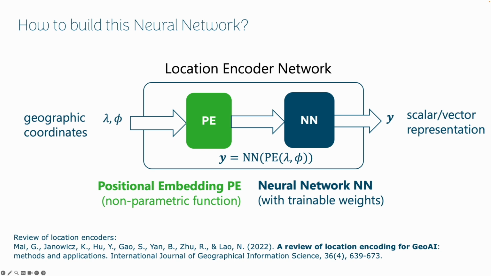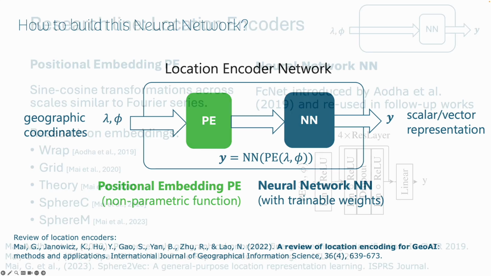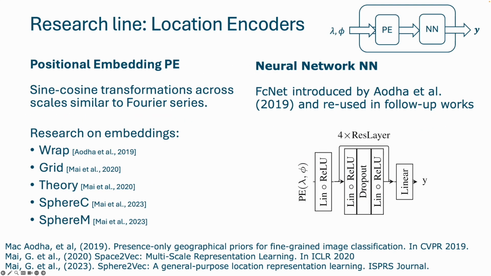There has been a nice review from Gengchen Mai on this, where he summarized the whole series, also a lot of his work and related work, in a review on location encoding in GeoAI, which summarizes this very nicely. There has been a lot of work on how to design this positional embedding, which is on the left side. A series of positional embeddings has been proposed in the literature, and I go over some of them in the next slides. But the neural network has not seen a lot of interest until recently.